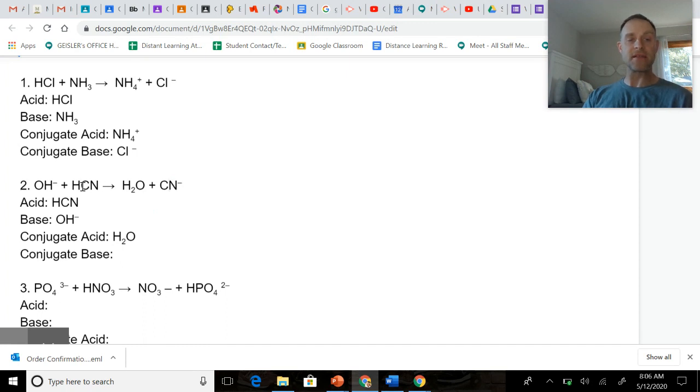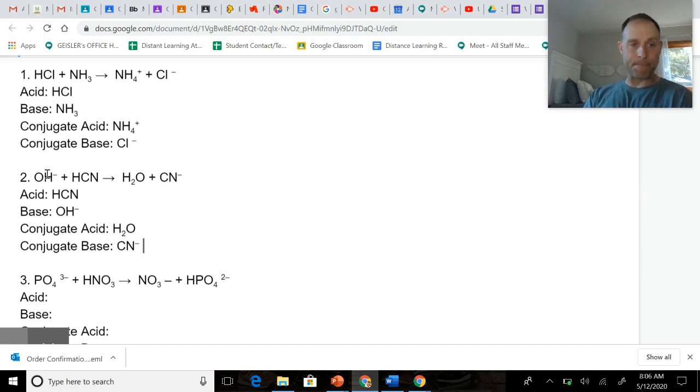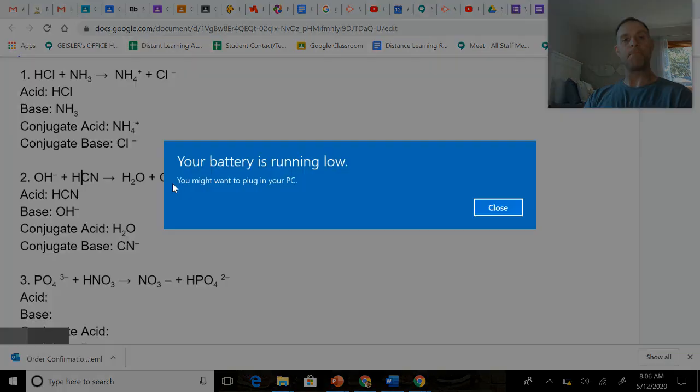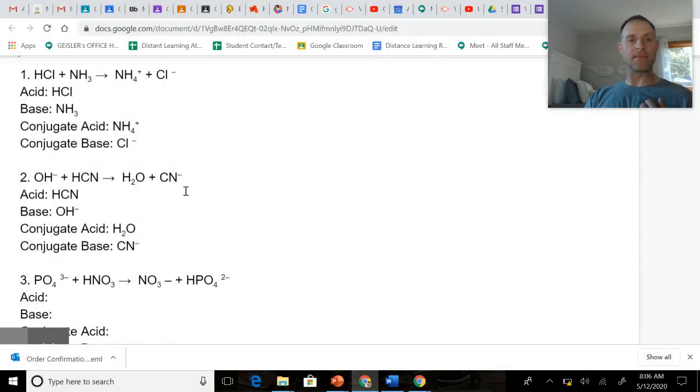CN minus gave away, right? HCN, that's called hydrocyanic acid, okay? That one gave away an H plus to become that one. So its conjugate, what it became, is now poor. This is poor, so it's now the conjugate base. So the base becomes an acid, and the acid becomes a base.